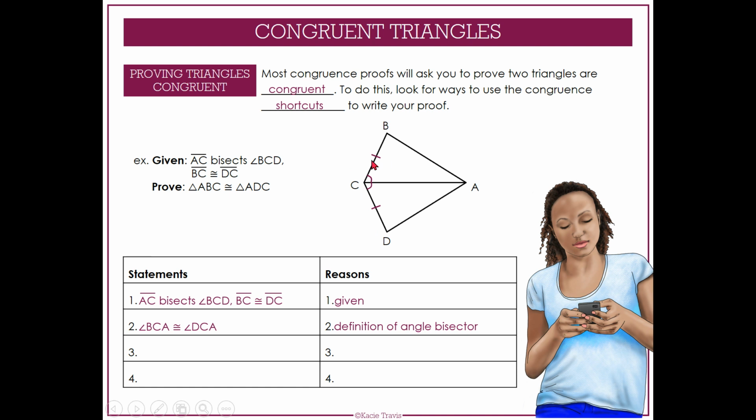Okay. And just like how I said that we got some shared sides, AC is equal to AC. You want to mark that also. That's the reflexive property. And once you get enough of the information, you can prove that your triangles are congruent. But you have to be able to go through and mark this and make sense of the information given to you.